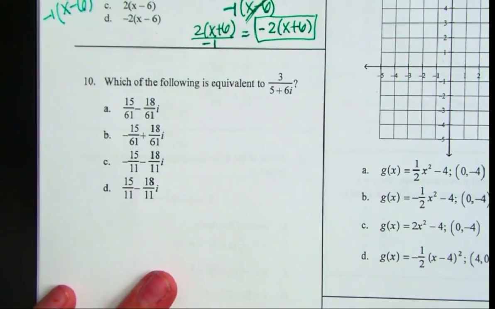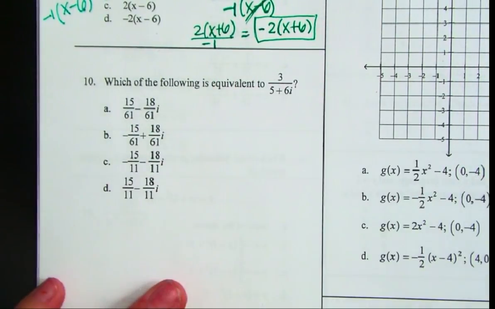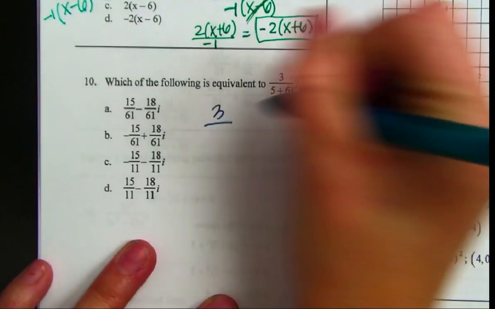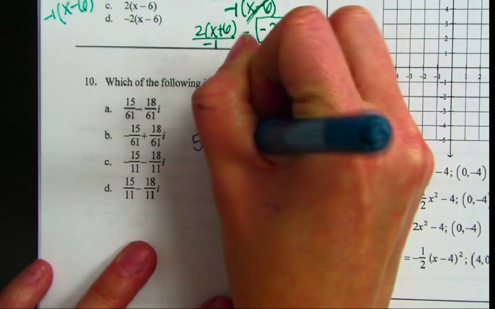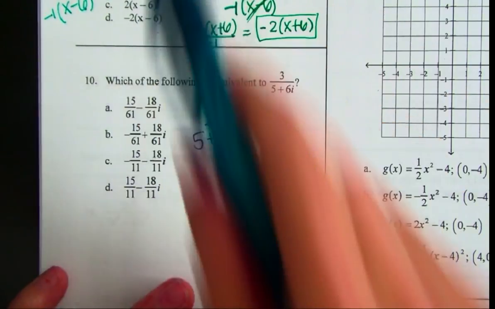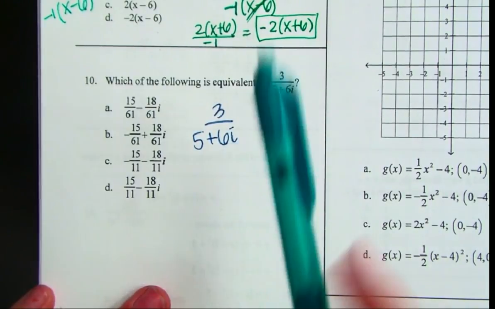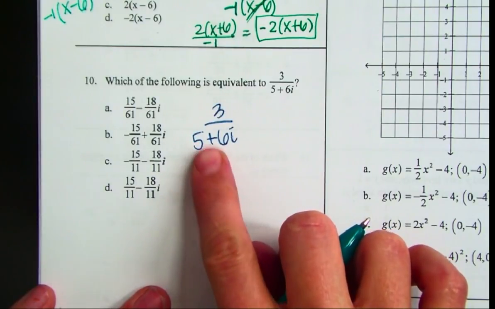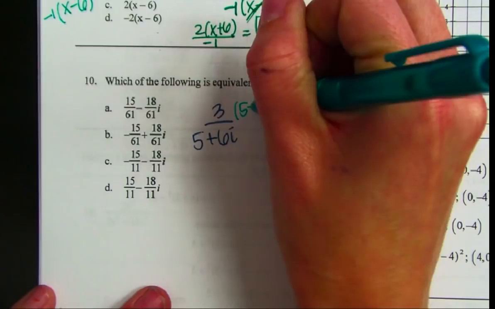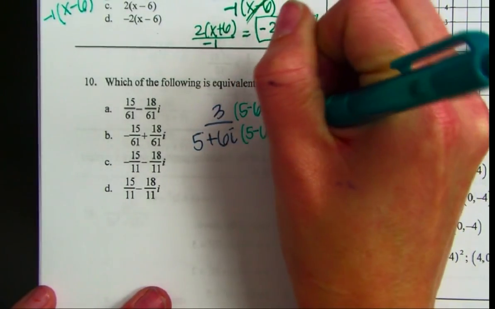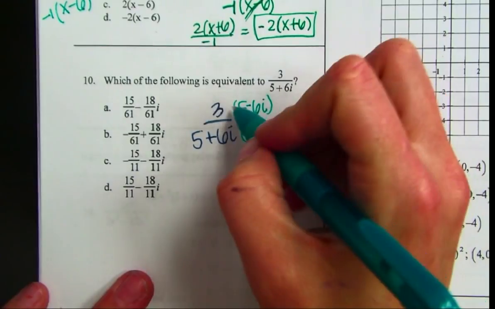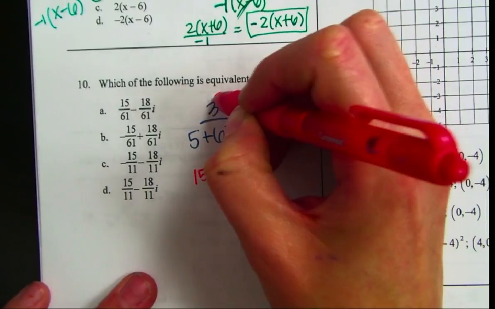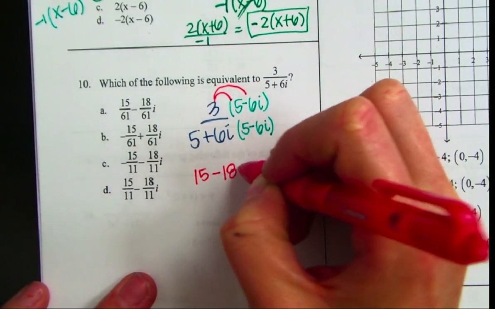Number 10, we're looking for which one of these is equivalent to this complex. Here it's 3 over 5 plus 6i. And then we're going to multiply by the complex conjugate. Again, to simplify this, you just take the bottom of the fraction and change the sign between the real and imaginary number. So I'm going to be multiplying 5 minus 6i to the top and bottom of my fraction. So on the top, when I distribute and I get 3 times 5, I get 15. 3 times negative 6i is negative 18i.